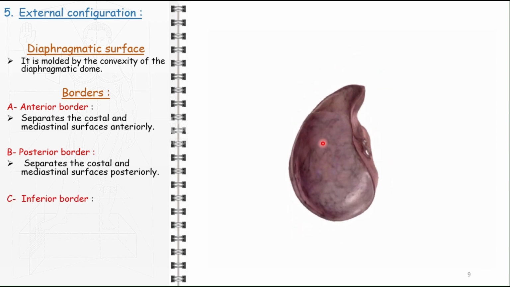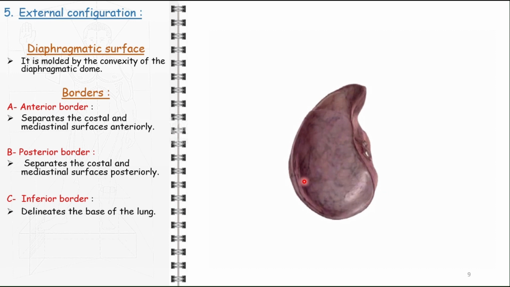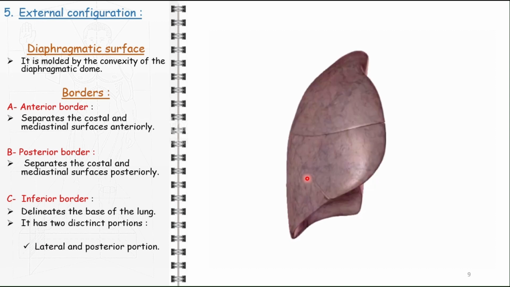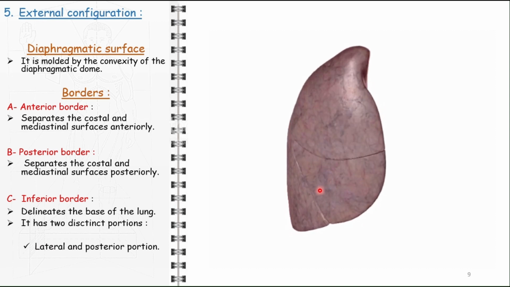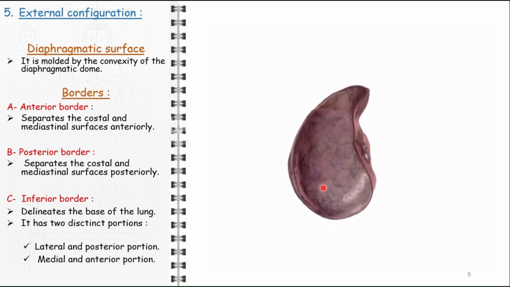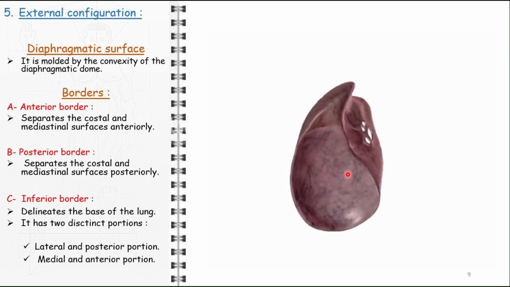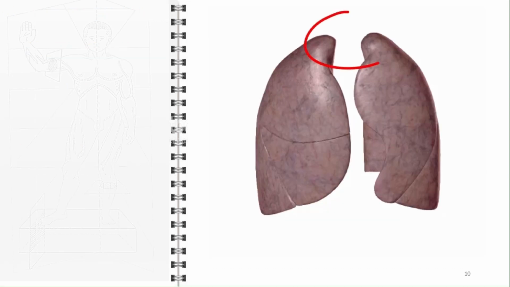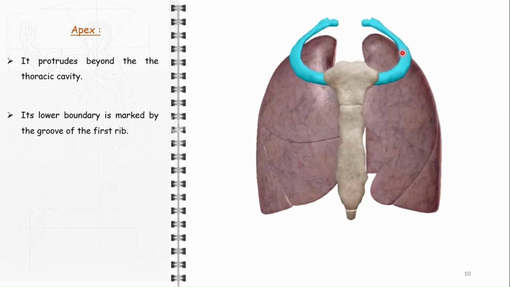The inferior border, also called the circumferential border, delineates the pulmonary base. It has two distinct portions: a lateral and posterior portion, separating the base from the costal surface, and a medial and anterior portion, separating the base from the mediastinal surface. The apex protrudes beyond the thoracic cavity and above the superior thoracic aperture, and its lower boundary is marked by the groove of the first rib.